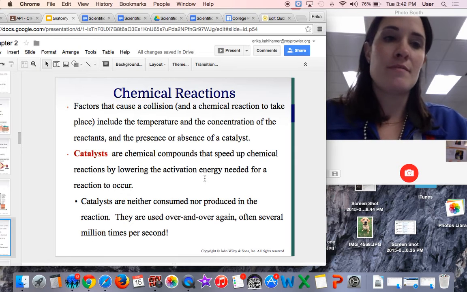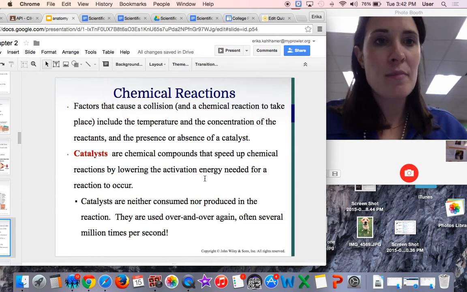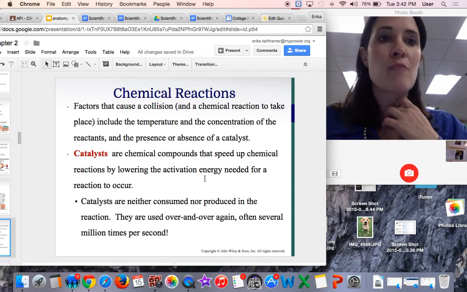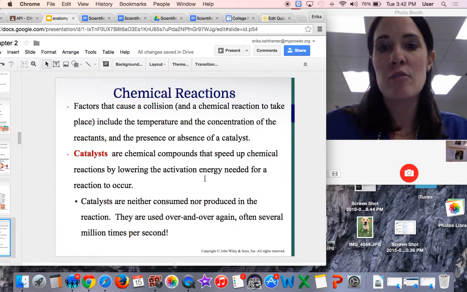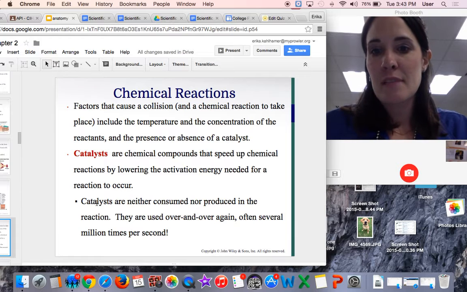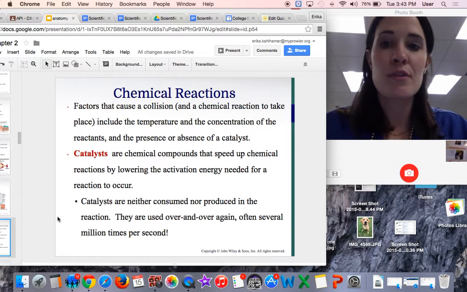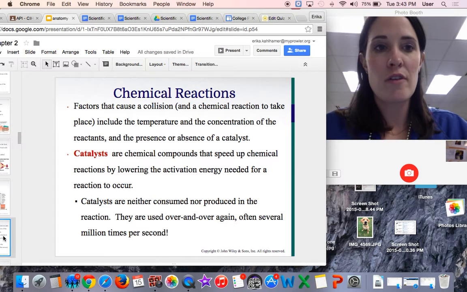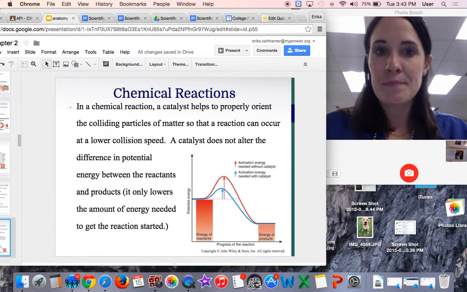Catalysts are enzymes, which we'll talk about in a little bit, but they can be used over and over to make chemical reactions happen in your body. They're not consumed nor produced in a chemical reaction. So they can be used over and over again, recycled, reused.